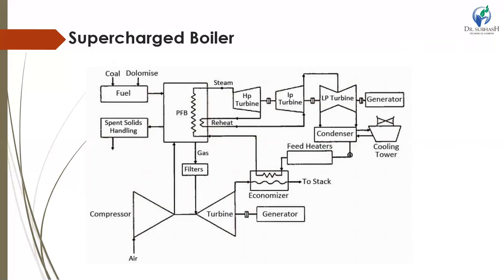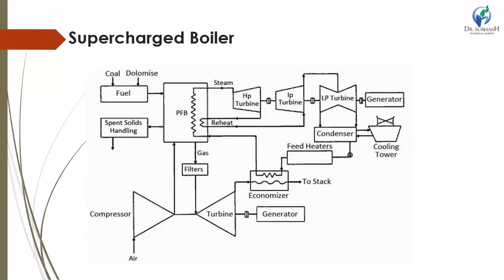The exhaust gases coming out from the furnace are used to run a gas turbine. The gas turbine drives a rotary compressor and supplies compressed air to the combustion chamber. The exhaust gases coming out from the gas turbine are further used to preheat feed water in the economizer. Exhaust gases are then taken to the chimney.